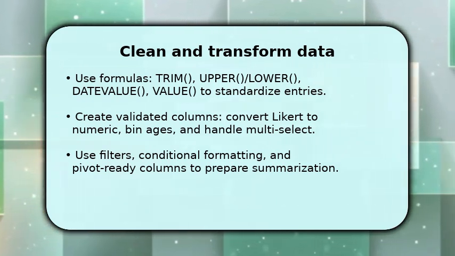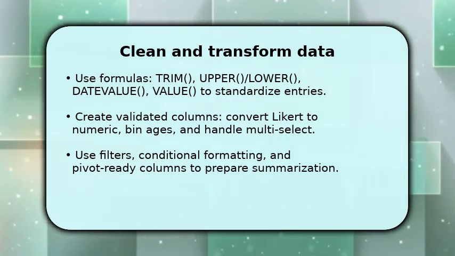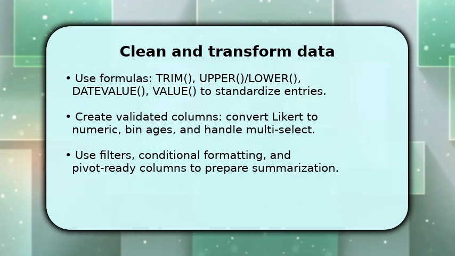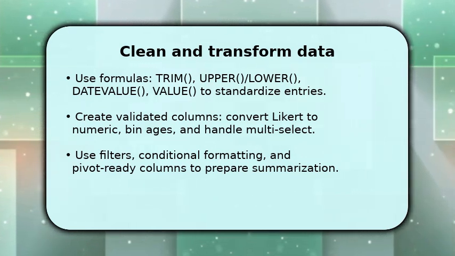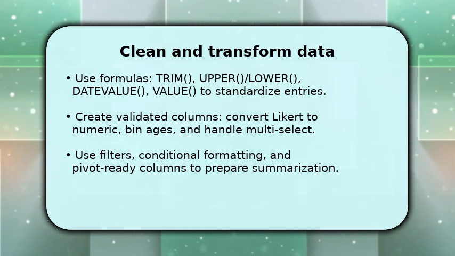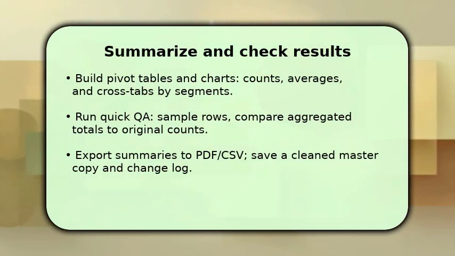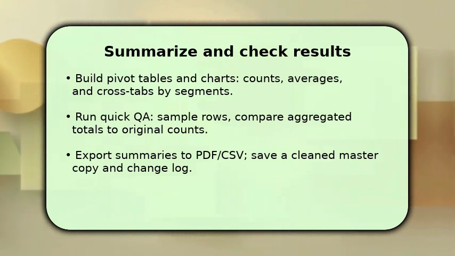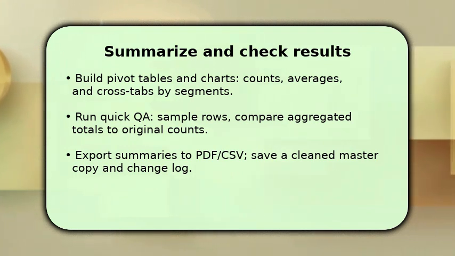Finally, use filters and conditional formatting to spot anomalies. This makes creating pivot tables and charts much faster and more reliable. Finish by summarizing with pivot tables and charts to reveal counts, means, and crosstabs across segments you care about. Once the visuals are created, perform a quick quality check. Sample raw rows and compare aggregate totals to the original response count to catch dropped or duplicated entries.